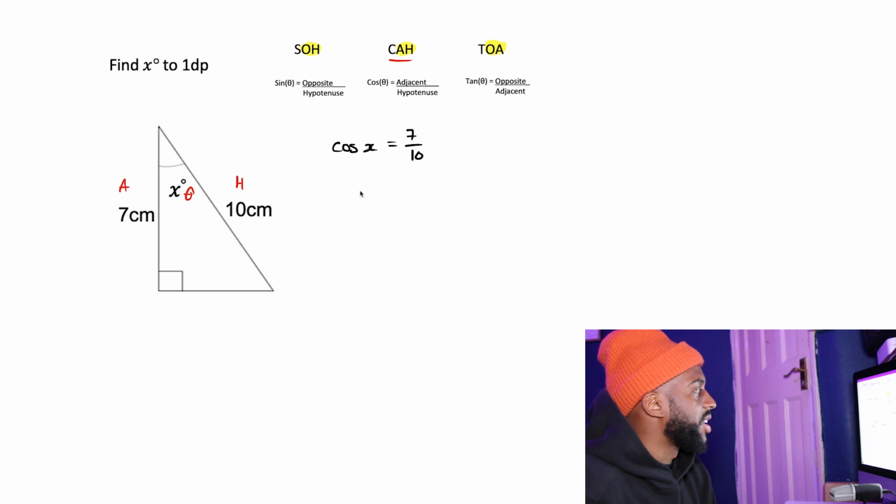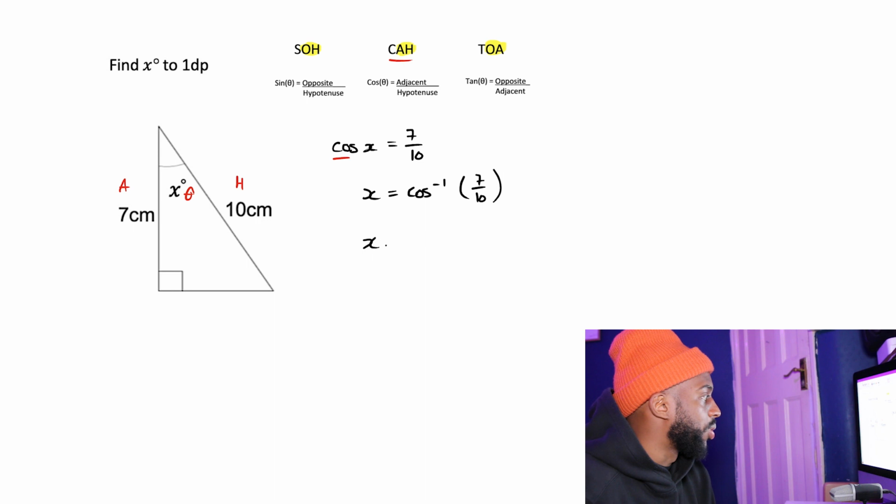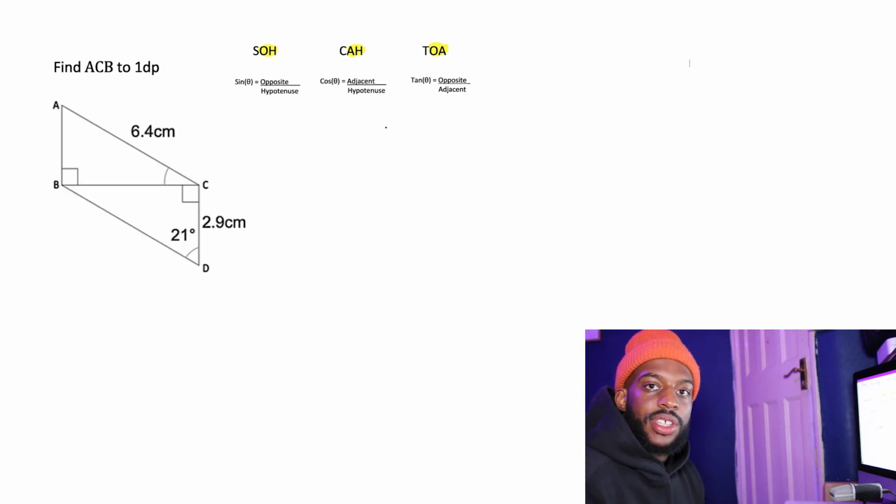So when finding a missing angle, we use the inverse of whatever trigonometry ratio is there. So what I mean is we're going to write x equals cos to the power of minus 1. That's the inverse. You'll see that on your calculator if you press shift and then the cos button, and then in brackets we're just going to type 7 over 10 as above. So we put that into our calculator, and the answer to one decimal place should be 45.6 degrees.